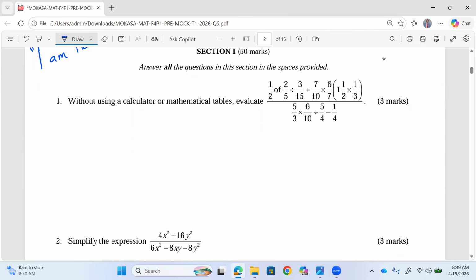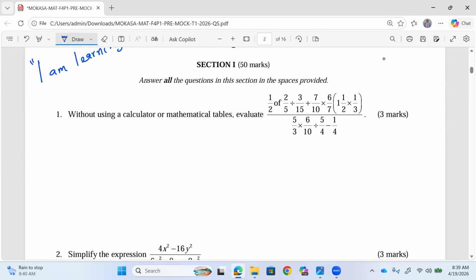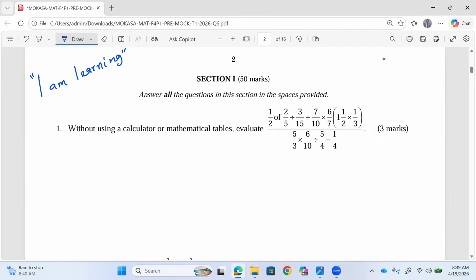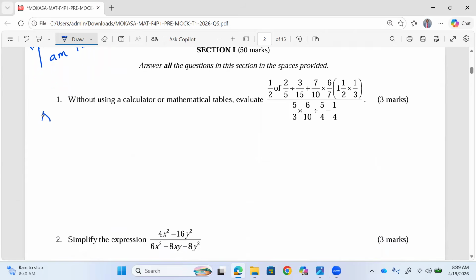Number 1, without using a calculator or mathematical tables, evaluate half of 2/5 divided by 3/15 plus 7/10 multiplied by 6/7, then into brackets we have 1/2 multiplied by 1/3, all over 5/3 multiplied by 6/10 divided by 5/4 minus 1/4. So in such a question, just as I've been advising you, learn to first work out the numerator, work out the denominator, then combine the two parts. So let's check what we have on the numerator.